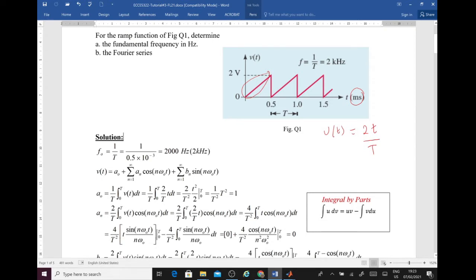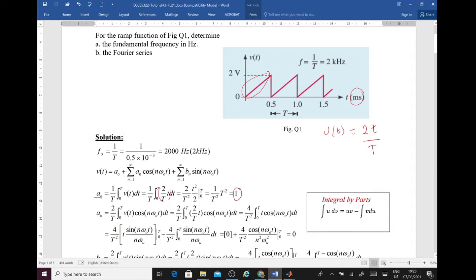Okay. So now we can take the function and then take the integration for one whole period, which is from 0 to 0.5. And then we divide by the period, the result will be 1. Therefore, the DC component will be 1.